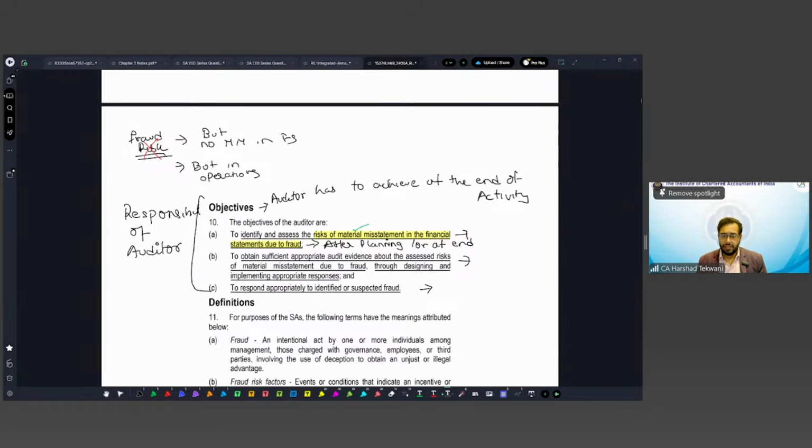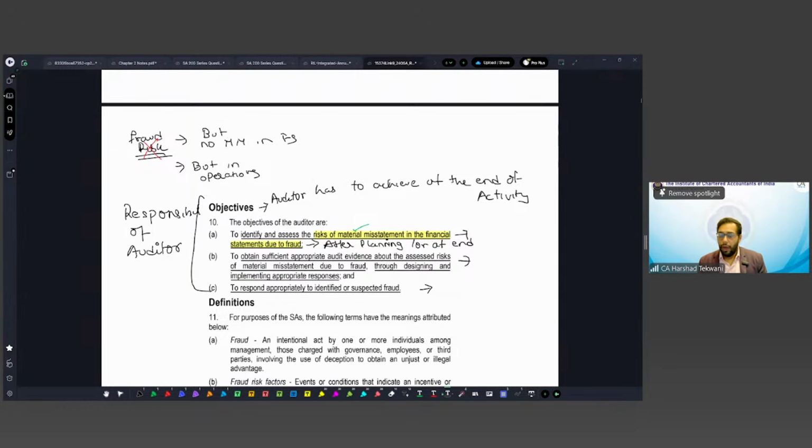Yes, very good. Once we have identified the risk of material misstatement, that there is a fraud, then we have to obtain relevant, appropriate audit evidence by way of substantive procedures and tests of controls. We will do it to obtain the audit evidence to form the opinion. Okay.